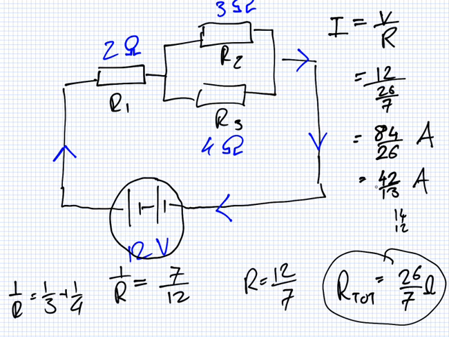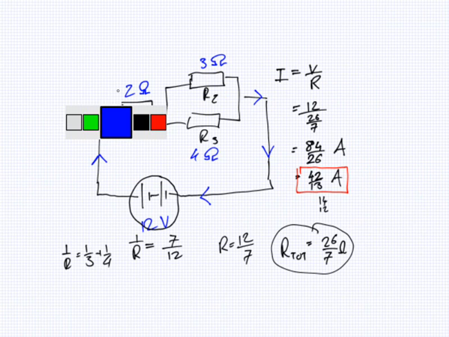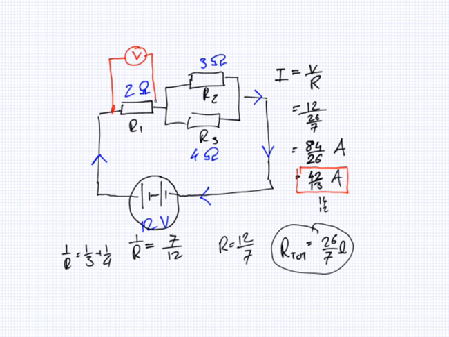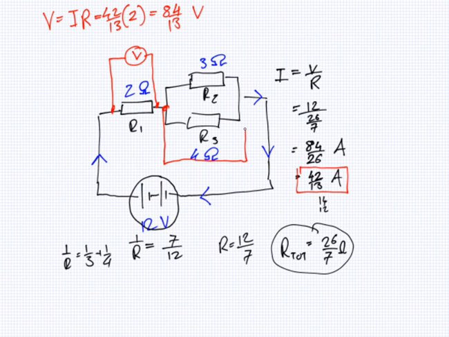What's the total voltage? 12. So if I want the total current, I can use I equals V over R. That would be 12 over 26 over 7, so 84 over 26 amps, which we can simplify as 42 over 13 amps. That's how much the total current is.